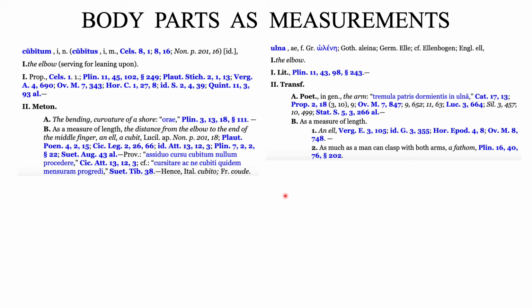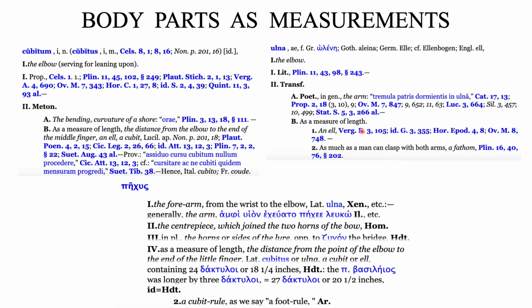And the same use as a measure of length is for ulna, and also the Greek word for forearm, which is all these three body parts are used in the measurement of a distance to indicate the length of something. And you can see fathom for elbow is as much as a man can clasp with both arms, and you'll see that depicted in a later slide.